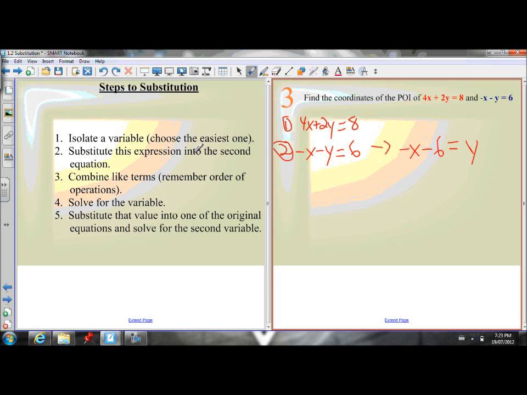Step number 2, substitute that expression into the other equation. So substitute negative x minus 6 into the other equation. In this case, I isolated a variable in the second equation, so I'm now going to substitute that back into the first equation.